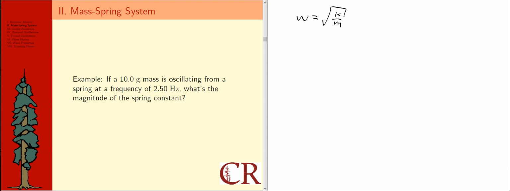For this one, the information I'm given needs to be worked with a little bit because we're told that it's oscillating from a spring at a frequency of 2.5 hertz. So that's really f is equal to 2.5 hertz. So omega has a relationship to f of 2 pi f, which means I can calculate what the angular frequency omega is by saying 2 pi multiplied by 2.5 hertz.